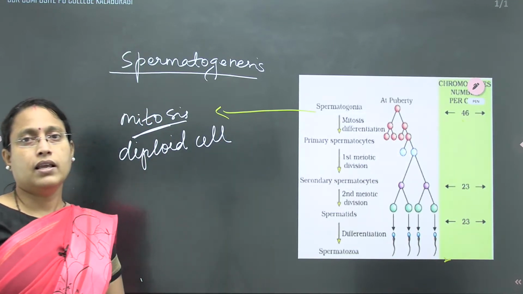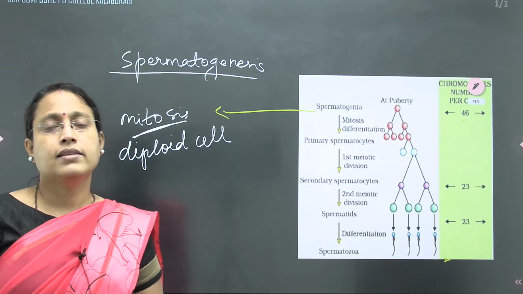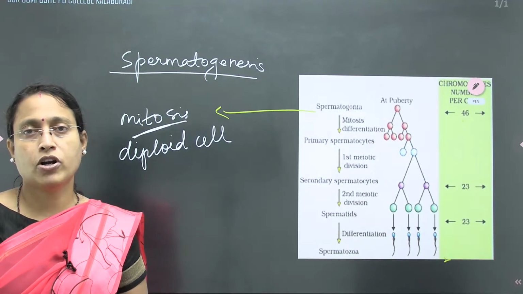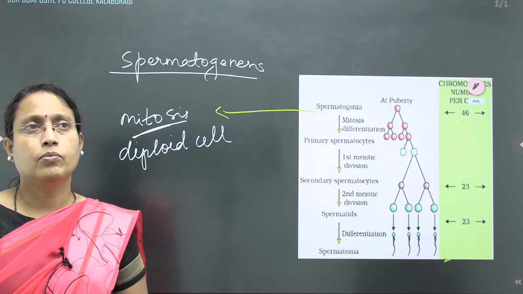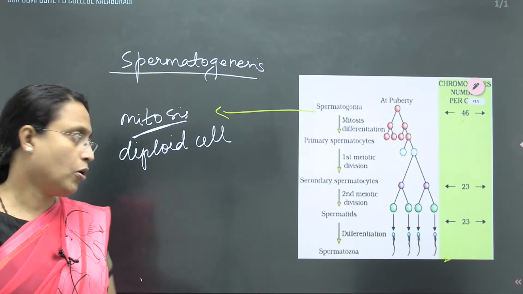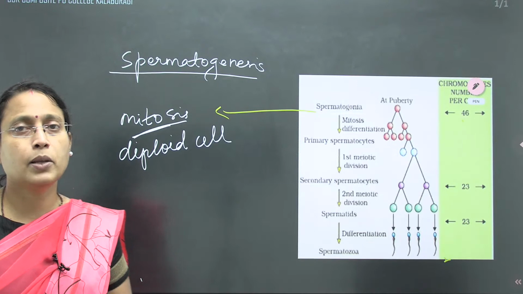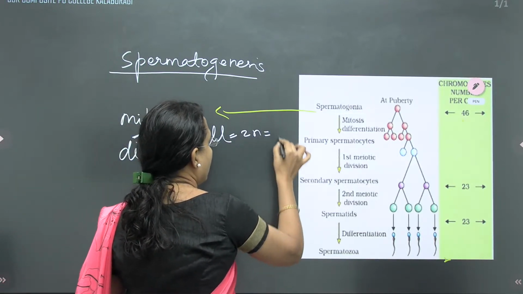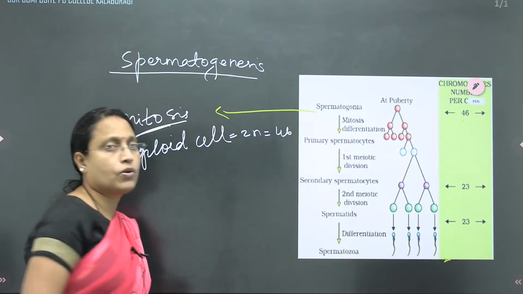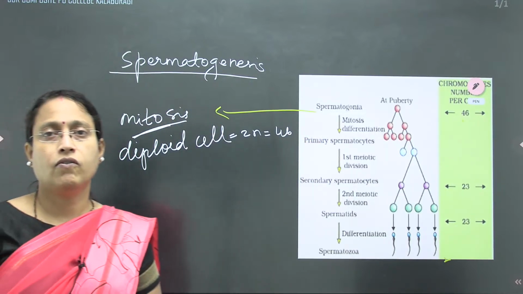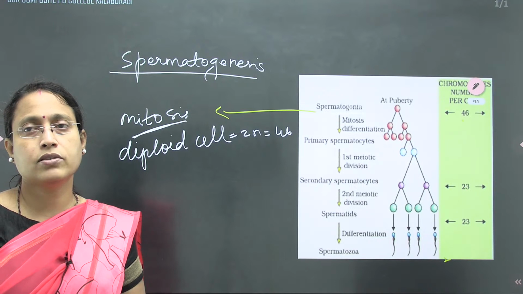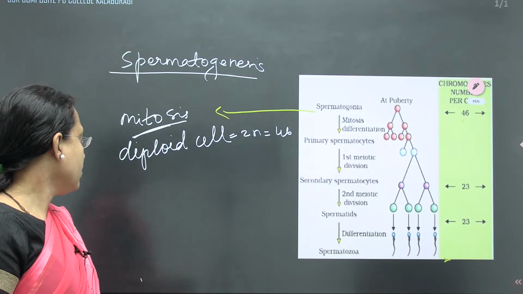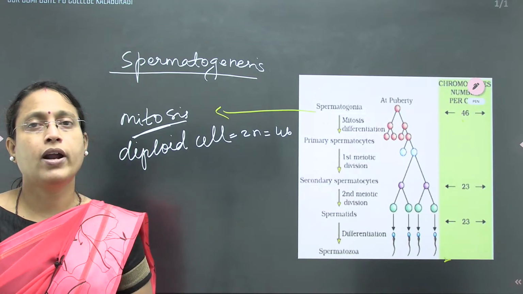Which cell is called a diploid cell? The cell that has the complete number of chromosomes is called a diploid cell. The majority of somatic cells are diploid. Now, in human beings, what is the diploid condition? It is referred to as 2n, which refers to a total of 46 chromosomes.